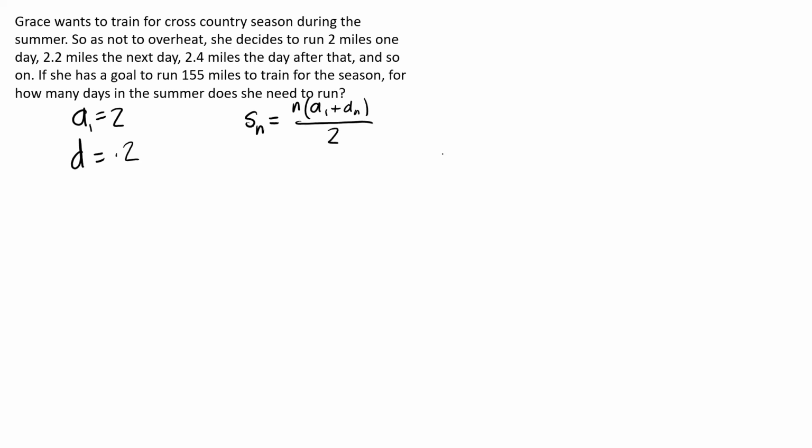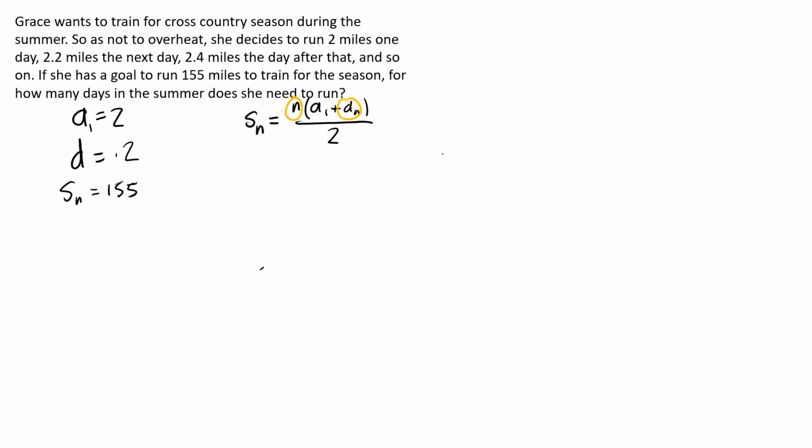So in this case, we don't have a sub n, and we don't have n, but we do have s sub n. So s sub n is 155. So the things we don't know then are n and a sub n. But we do have a way to find a sub n in terms of a sub 1.